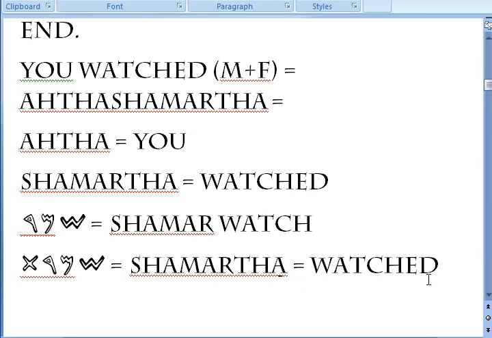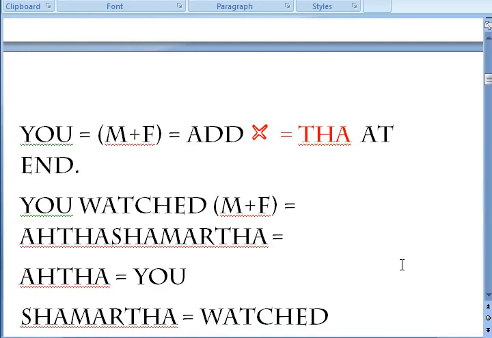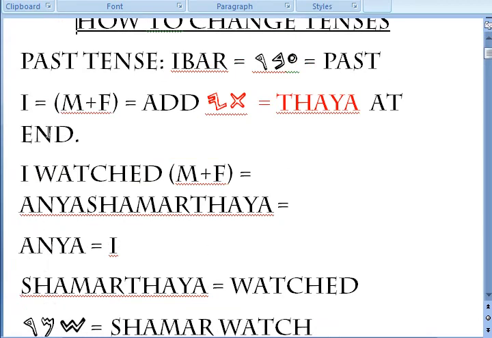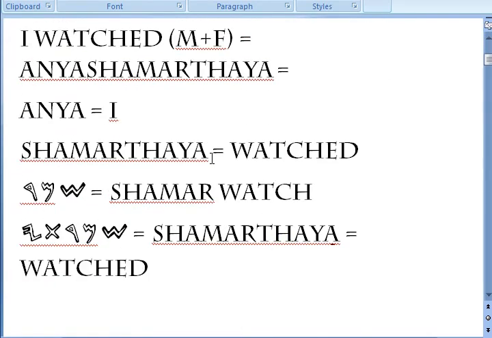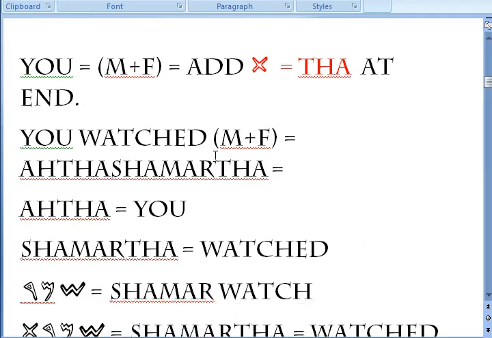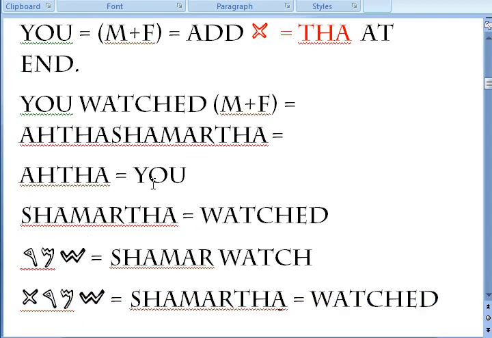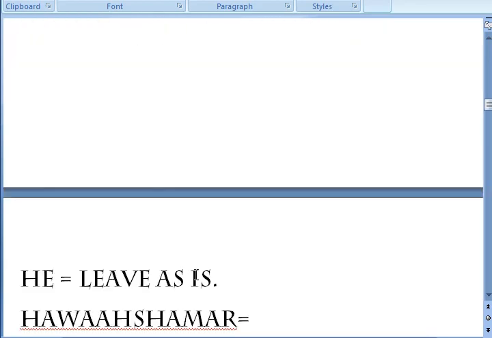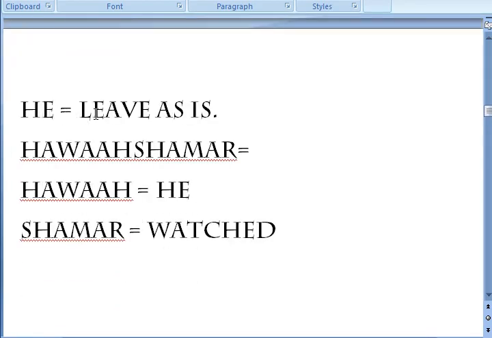Shamar tha, watched. Now the first one applies only to the first person I, where you put the thaya. If you write a sentence, you have to make sure you're specific on who you're speaking of, so you can add the right combination of letters to these words to get your point across. So you add the tha at the end: atha shamar tha, you watched. Now the next one is he. For he, you basically leave it as it is.